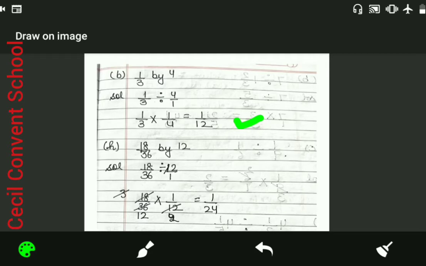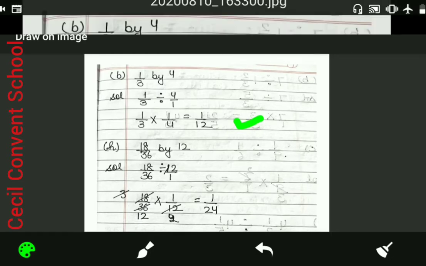Clear? Otherwise you can cut with 3, because I have cut 18 and 36 by 3. Or I have cut with 6. 6 threes are 18. Clear? In this manner we do cutting. 6 threes are 18 and 6 sixes are 36. So what do you do? Again you do cutting. When you do cutting, up will be left 1 and down will be left 24. So the answer will be 1 by 24.